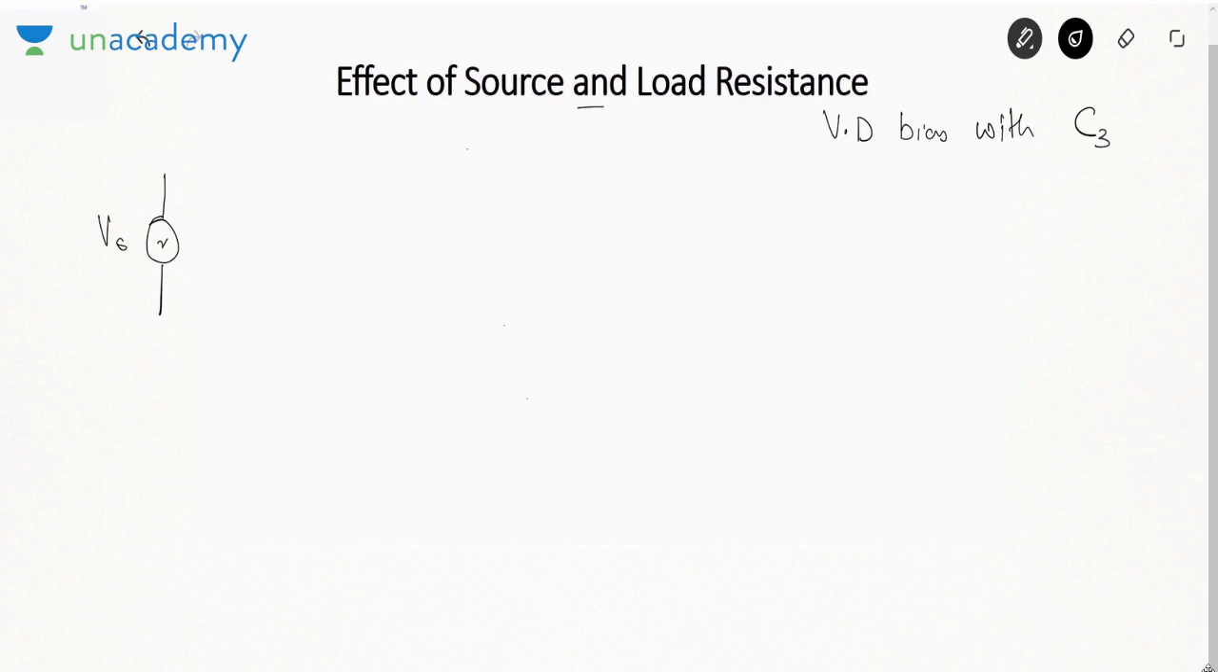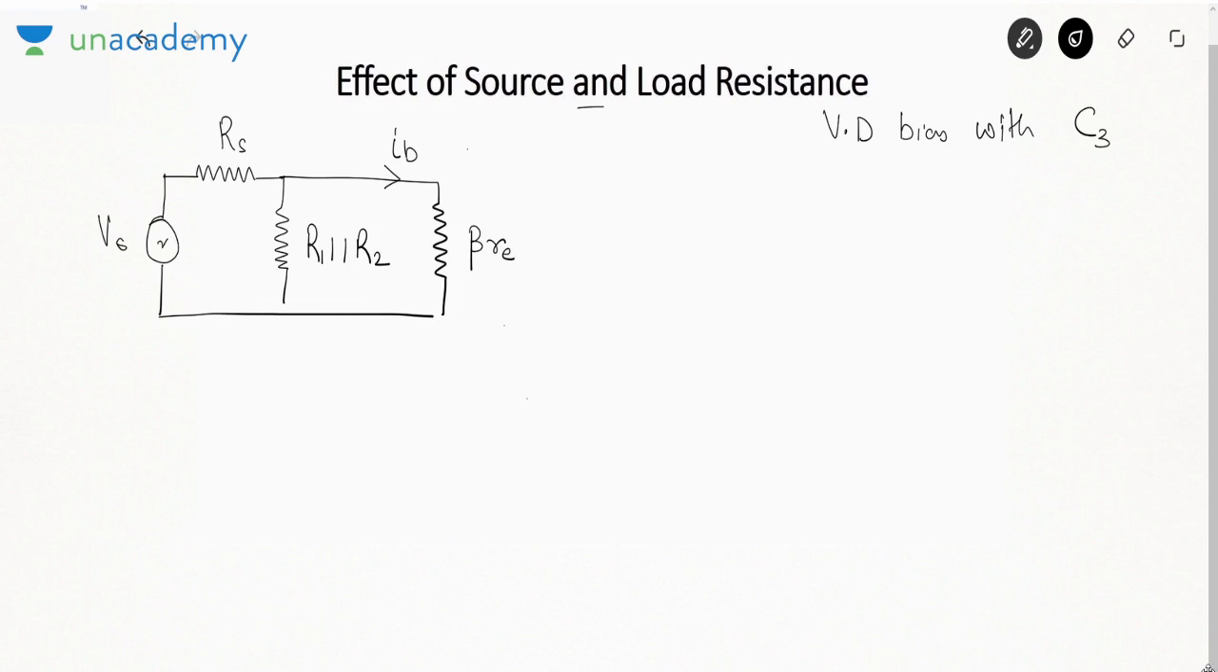This is your supply. We will show the source resistance as well, RS. In voltage divider bias, we have a resistance R1 parallel R2. Then we have a resistance beta RE. It carries a current IB. Since the emitter has a short circuit capacitor, the emitter is grounded. Then we have a current source beta IB.